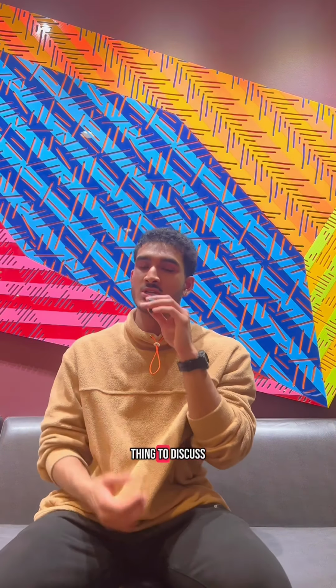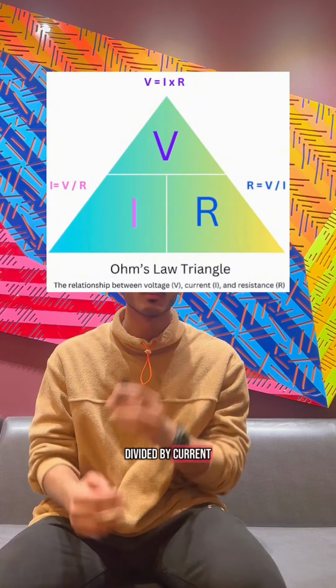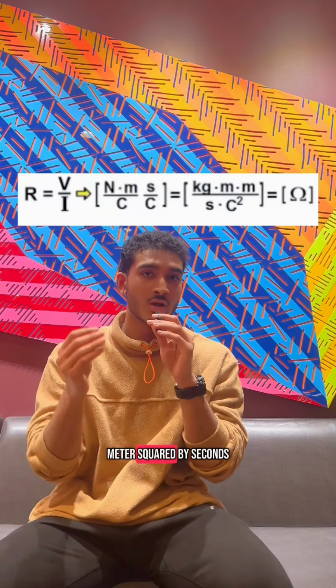The next important thing to discuss is Ohm's law, where resistance is equal to voltage divided by current. However, what exactly is an ohm? Based on all of our previous calculations, we can tell that an ohm is a kilogram meter squared by seconds cubed ampere squared.